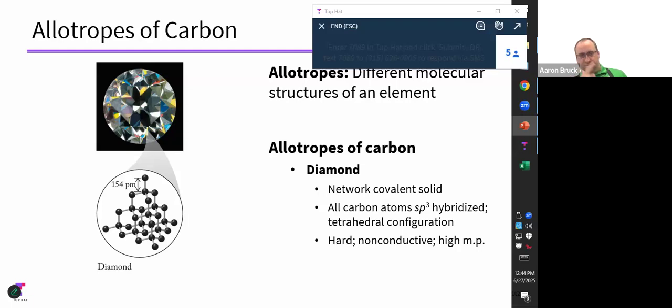What's the difference between them? Well, in diamond, we have a network covalent solid. And what we see is that every single atom is bonded to four others. So we've got this large network of sp3 hybridized carbons that are all attached to each other. And because of that, we get hardness, we get lack of conductivity because there's nowhere for the electrons to move because they're all in bonds. And we get high melting point because of the high level of attraction. Everything's bonded together.